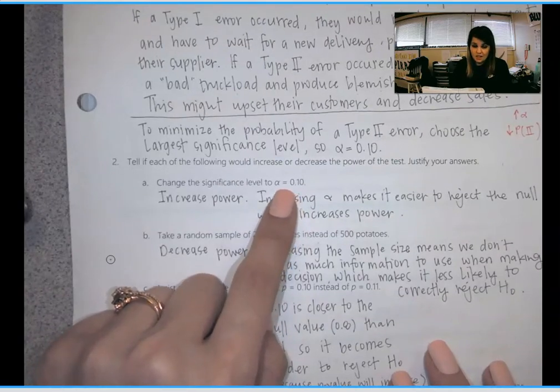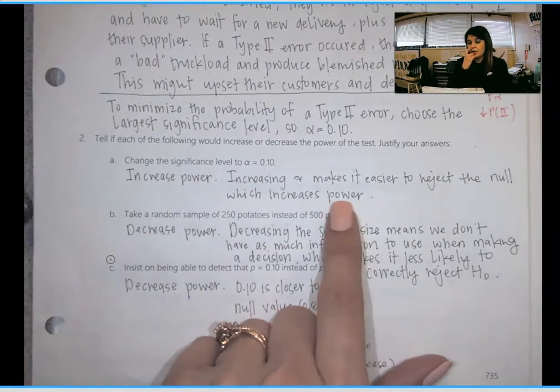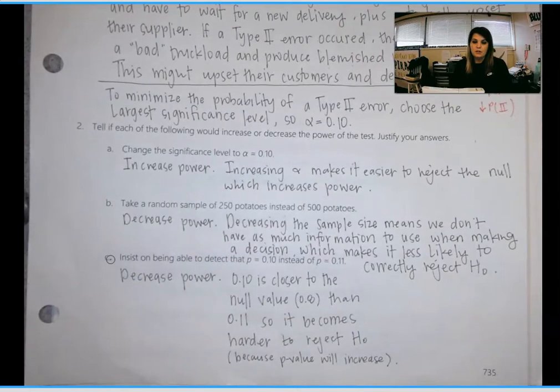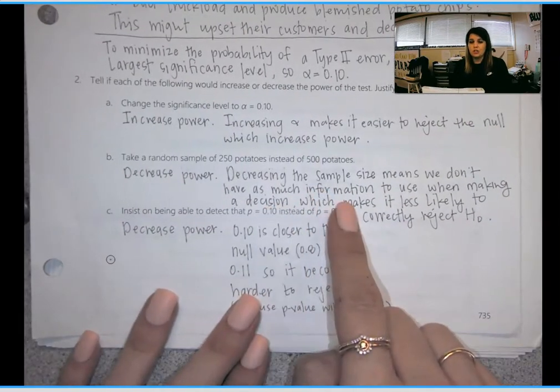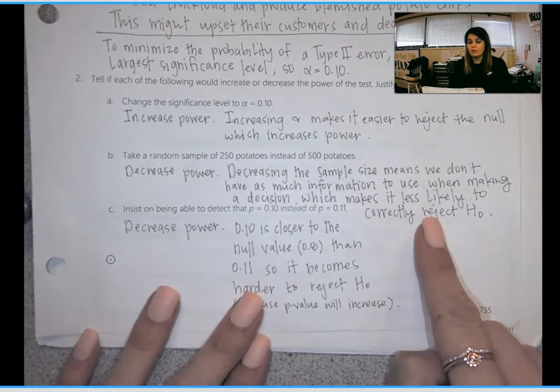So, if this is an increase in alpha, it would be an increase in power, because increasing alpha makes it easier to reject the null, which increases power, because remember, power is when you correctly reject the null. You take a sample of 250 potatoes instead of 500 potatoes, well, that decreases power. Decreasing sample size means we don't have as much information to use when making a decision, which makes it less likely to correctly reject the null.